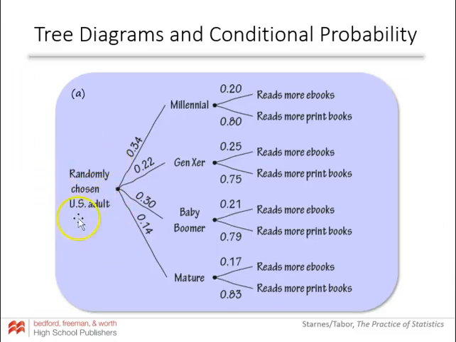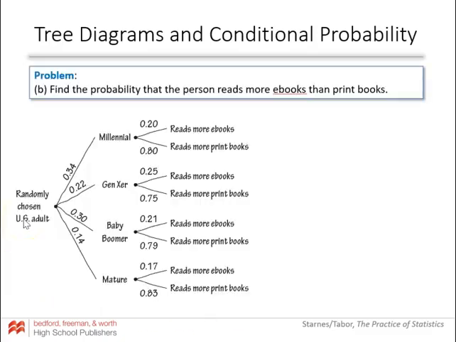If we have a randomly chosen adult, they can be part of one of these four generations. And then in each generation, we're looking at, do they read more ebooks or more print books? And if you notice, each one of our branches, these four branches together, the sum of them is one. And then each connected set of branches here also has a sum of one. All right, so the question, find the probability that the person reads more ebooks than print books.